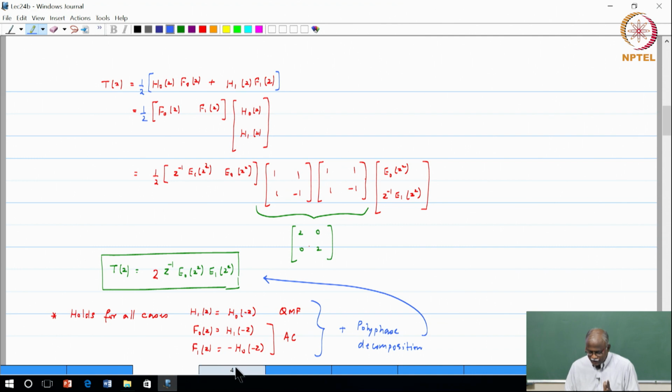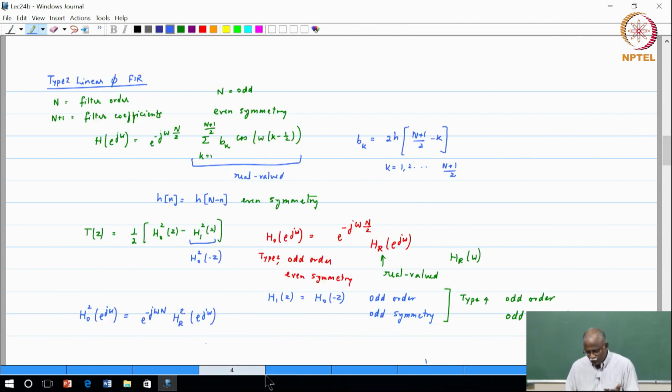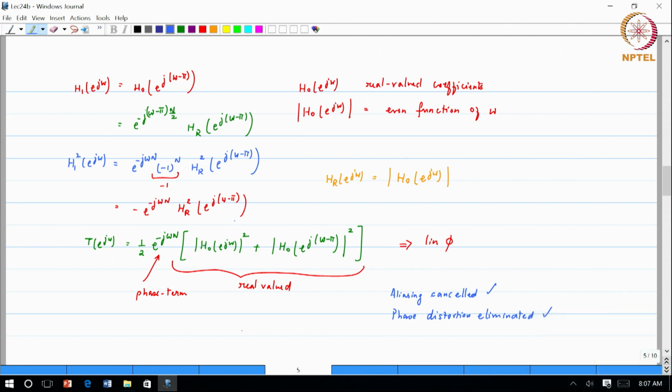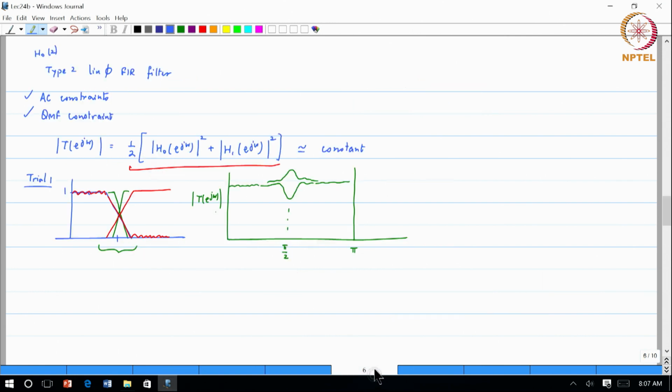If it is not the polyphase decomposition, if you are looking at the phase elimination part, we said we look at a type 2 linear phase filter, and the expression for the transfer function Te of j omega came out to be 1/2 e power minus j omega n times |H0|squared plus |H1|squared, or |H0(e power j(omega minus pi))| squared. So that overall transfer function has got linear phase, phase distortion is eliminated, aliasing eliminated. We just had to deal with the magnitude distortion and make sure that it is as close to a constant as possible, therefore we would get minimum magnitude distortion as well.